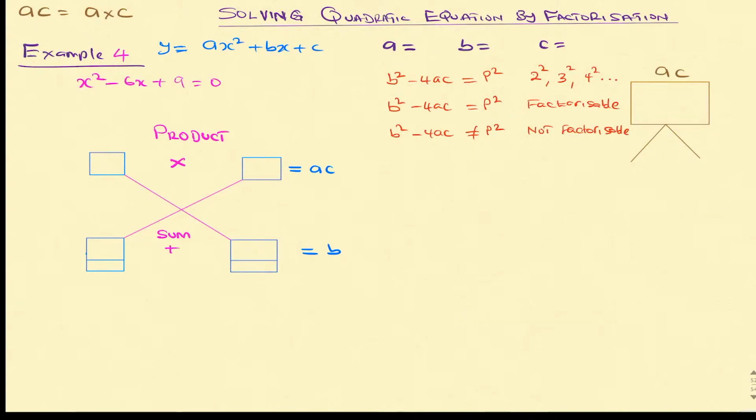Example 4. X squared minus 6x plus 9 equal to 0. In this case, a is 1, b is minus 6, and c is 9. We need to multiply A and C, which is 1 times 9. So AC is 9.